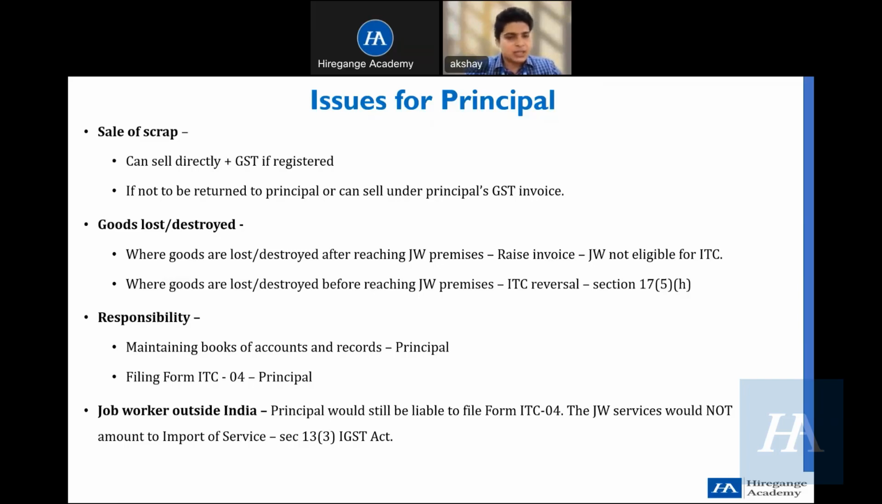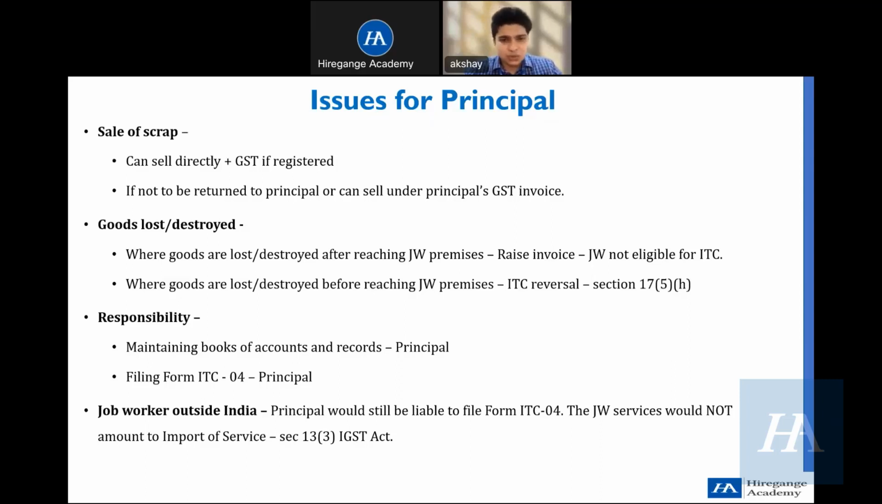The reason why I am saying the principal is required to raise the invoice is because of Schedule 1, Clause 1 of the CGST Act, which requires the principal to pay tax on the goods where there is no consideration but the ITC has been claimed. In a situation where these goods are lost or destroyed before reaching the job worker's premises, there could be a requirement of ITC reversal under Section 17(5)(h) by the principal. So in either case, the credit in relation to the goods would not be eligible if these goods are lost or destroyed.